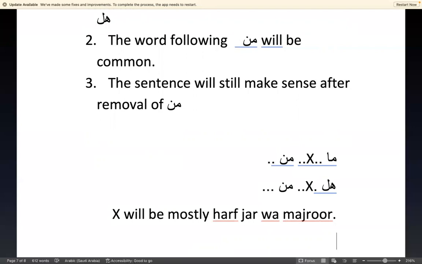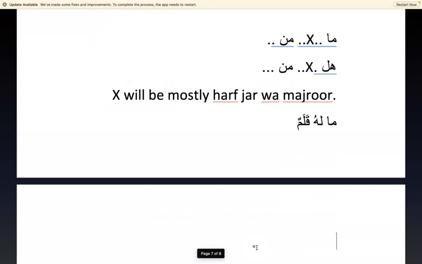So let's give an example. I'll make a normal sentence. If you say like this, ma lahu qalamun. Qalamun means pen. Ma lahu qalamun. How do you translate this? This is a negation sentence. How will you translate this? Ma lahu qalamun.